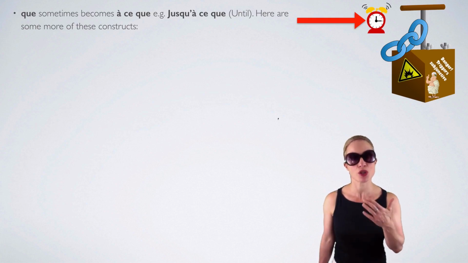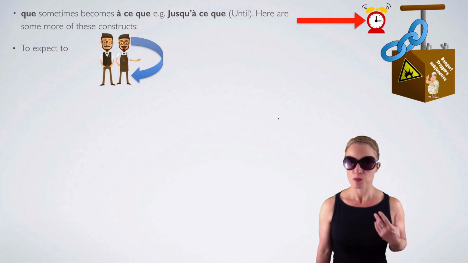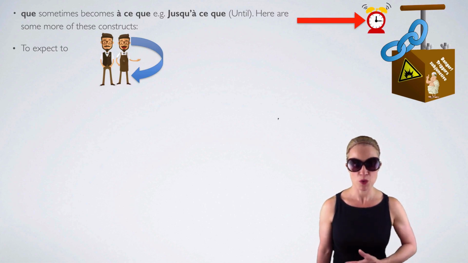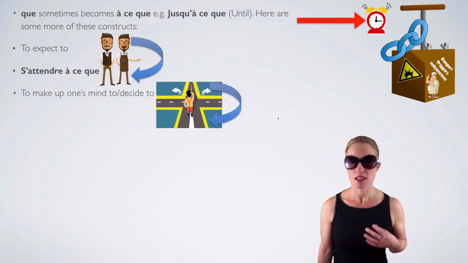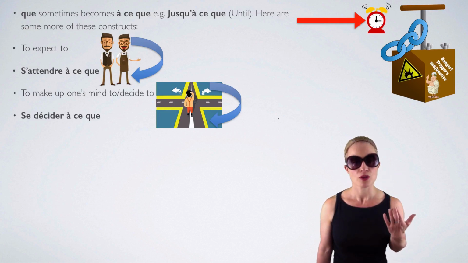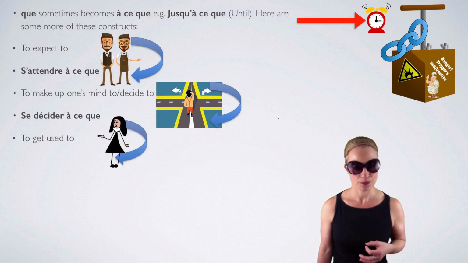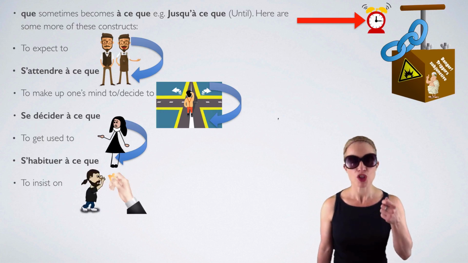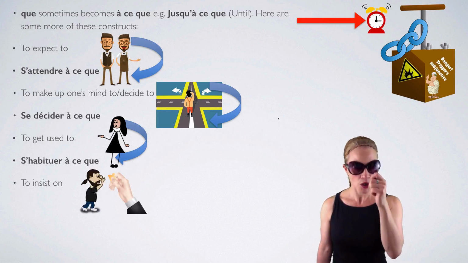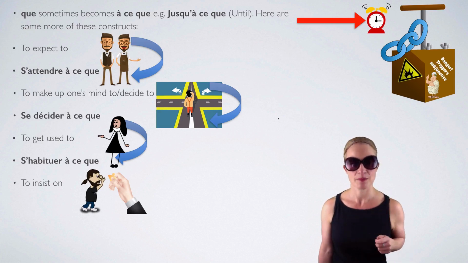Here is this weird little group that add on à ce que instead of just que. So we've already seen jusqu'à ce que. That one's worth learning. To expect to, which is pronominal. If you are an expectant mother, you are waiting for a baby. S'attendre à ce que. To make up one's mind to decide to. Also pronominal. Se décider à ce que. To get used to. Also pronominal. S'habituer à ce que.